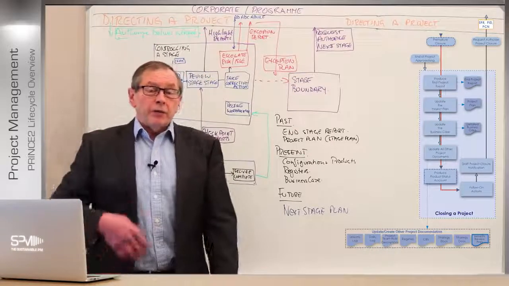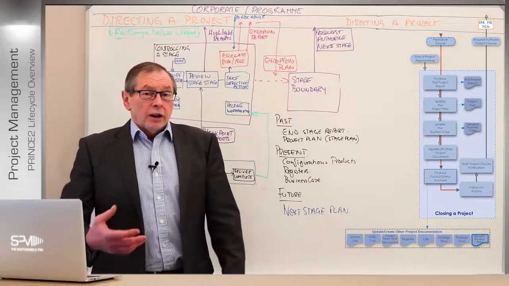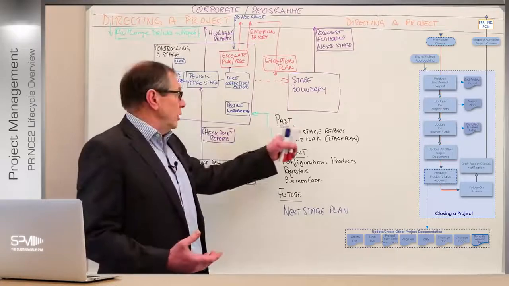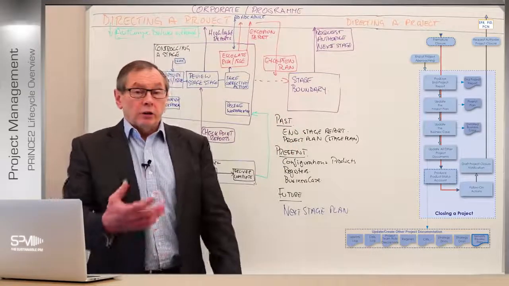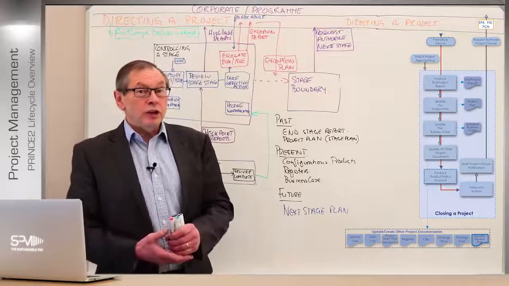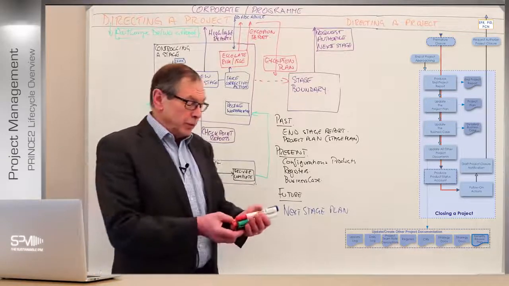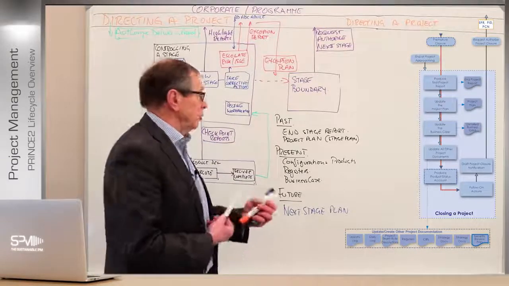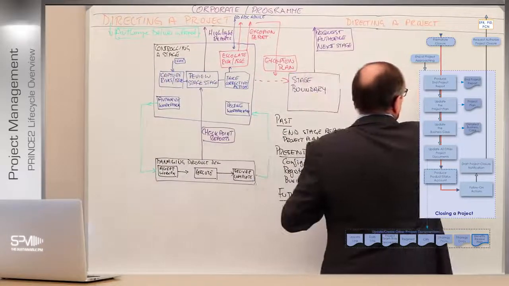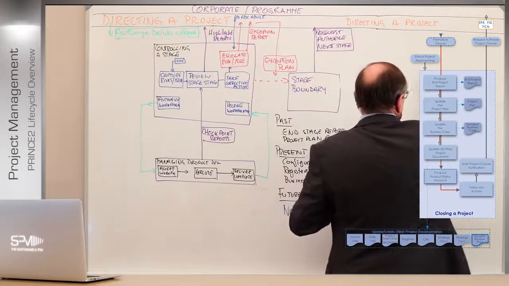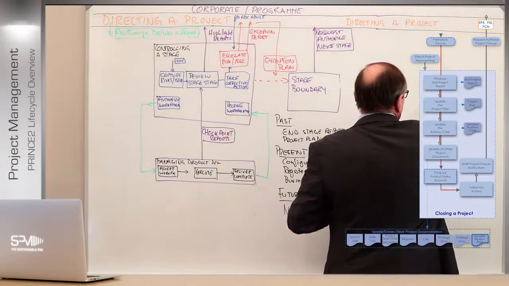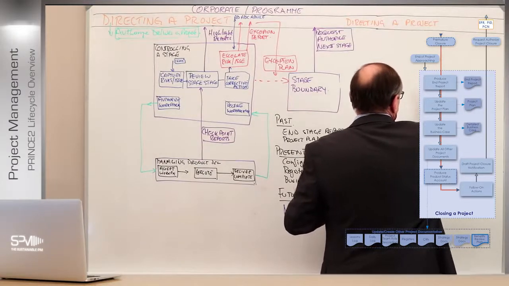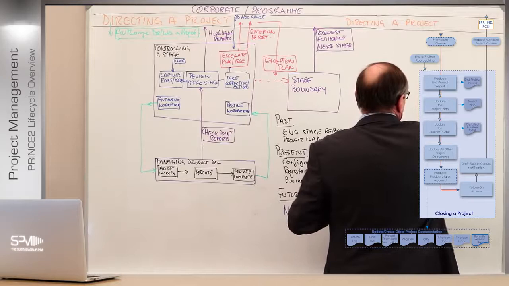Now, when we get to the final stage, something is slightly different. First, like we said earlier, we don't have a stage boundary because we don't have a boundary between two stages. Now we have closing a project process. So let's have a look at that now. So closing a project process. This is to mark the end of the project.